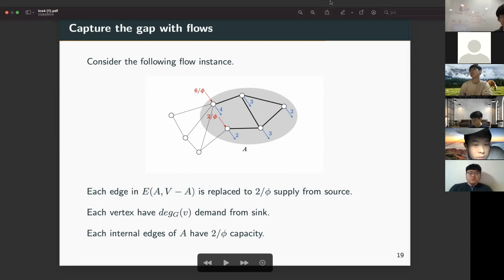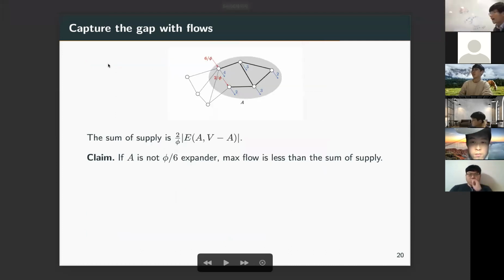Let's just continue. Let's draw it again. So this is the supply, and this is the sink, demand. Demand is degree. Supply is 2 over phi per each edge. And obviously the sum of supply is the value of the cut multiplied by 2 over phi.